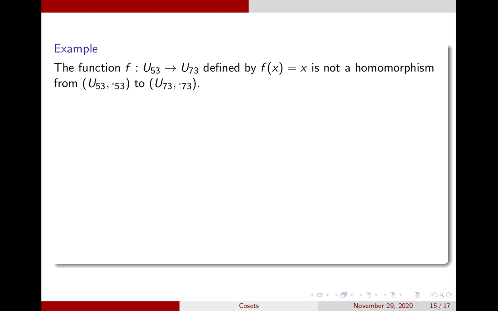And now we're going to look at one final example. So we're looking at the function f from U53 to U73 defined by f of x equals x. This is not a homomorphism from the group U53, times sub 53, to the group U73, times sub 73, and the question is, why is it not a homomorphism?